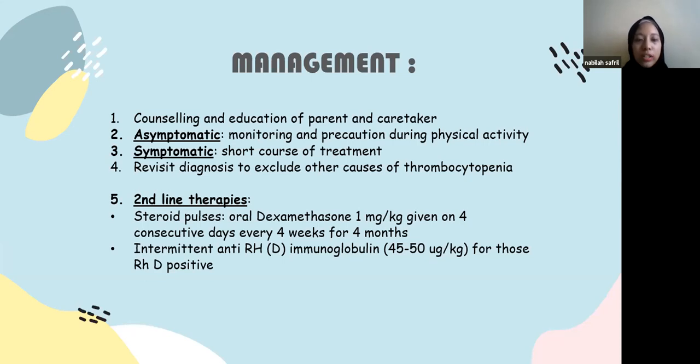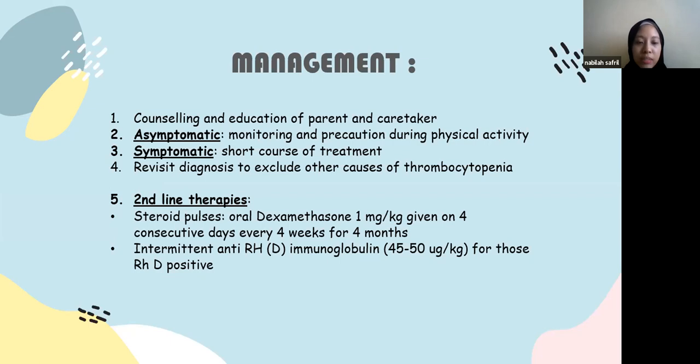So in the asymptomatic patients, the management is done by monitoring and precaution during physical activity, to avoid bleeding or injury. And in the symptomatic patients, it's done by a short course of treatments like the one in acute ITP. And then also, we need to revisit the diagnosis in order to exclude other causes of thrombocytopenia.